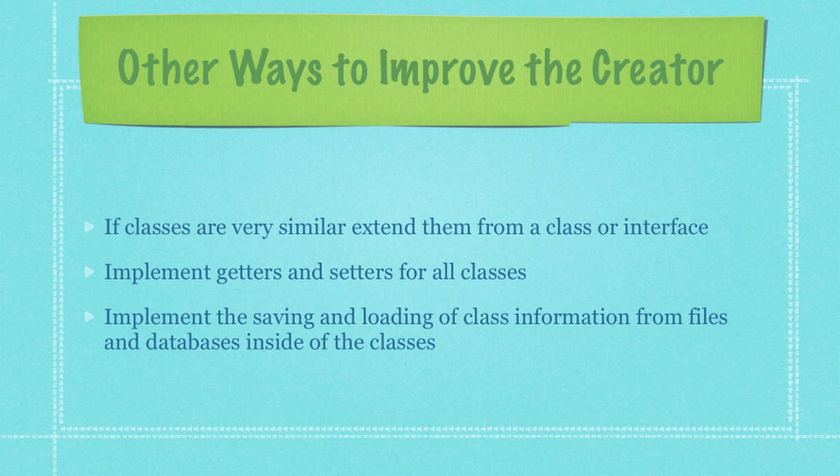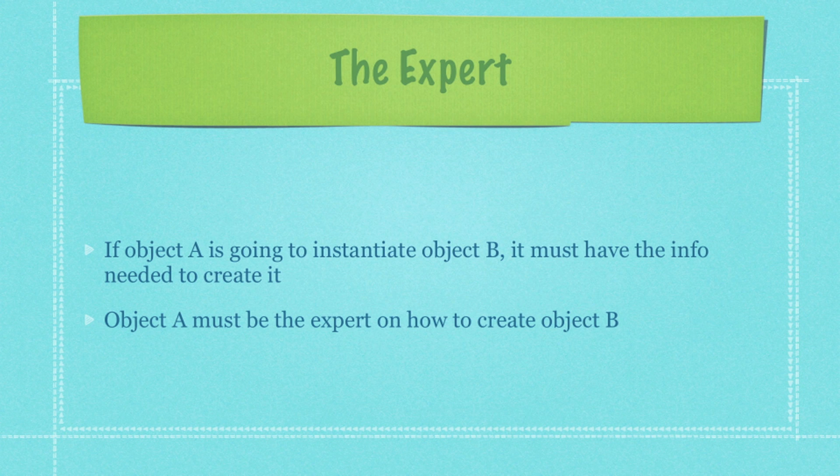Now, there are other ways to improve the creator pattern. Of course, if classes are very similar, you want to extend them from either a class or an abstract class or an interface. And of course, you want to always implement getters and setters for all of your classes. And if you need to save or load class information from files or databases, that should all be done inside of a class. And now we move on to the expert pattern inside of GRASP.